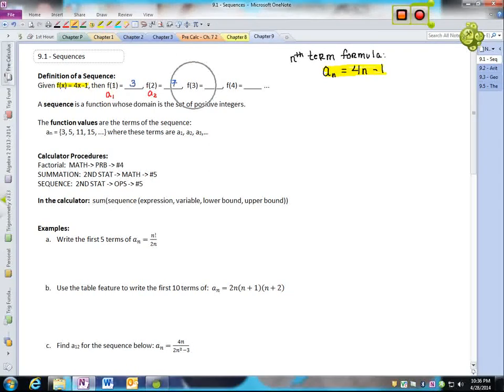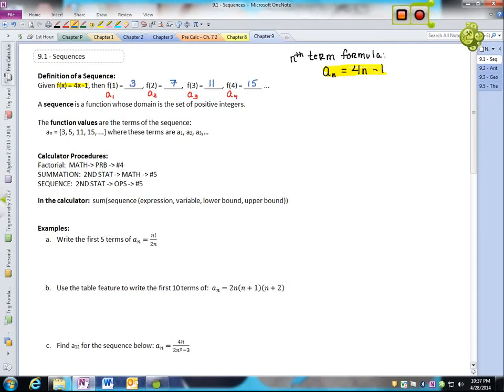Go ahead and find f of 3 and f of 4 by plugging in 3 or 4. Okay, when I plug in 3, that's the same thing as saying find a sub 3, the third term. 4 times 3 is 12, minus 1, which is 11. When I find a sub 4, or f of 4, saying find the fourth term, I plug in 4, I get 4 times 4, which is 16, minus 1, which gives me 15.